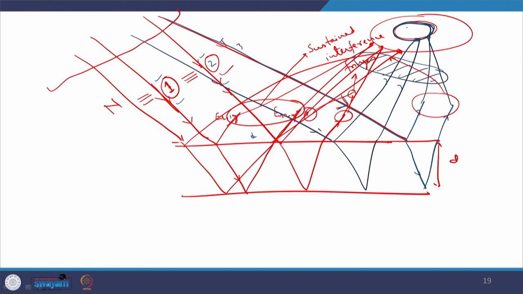Or alternatively, in multiple beam interference, in the case of a thin film which is illuminated by a broad source of light, a particular circle represents a set of rays which fall at the same angle of incidence. Okay. The blue circle is for angle of incidence theta 1, the red circle is for angle of incidence theta 2. And this is why, even though we do not have coherent sources, we get sustained interference fringes here. Very important concept.